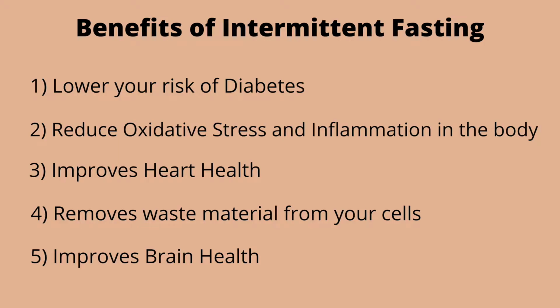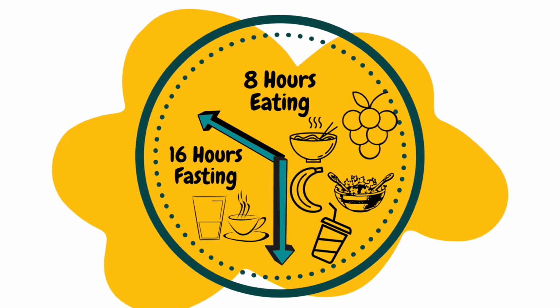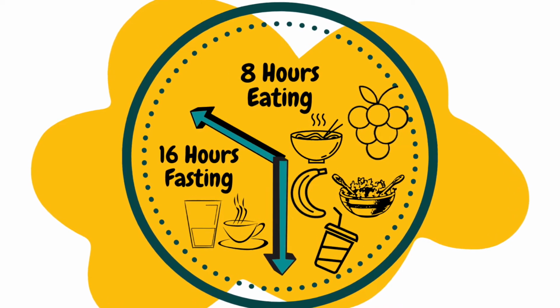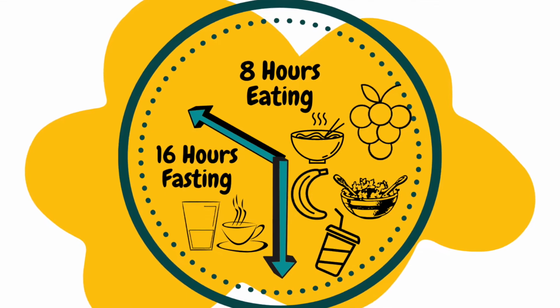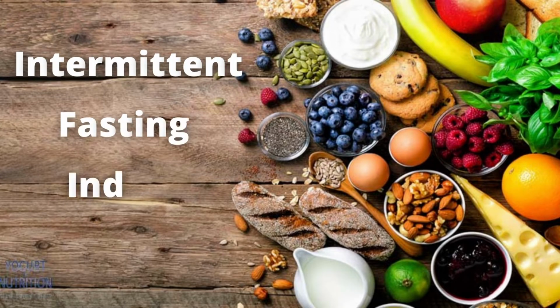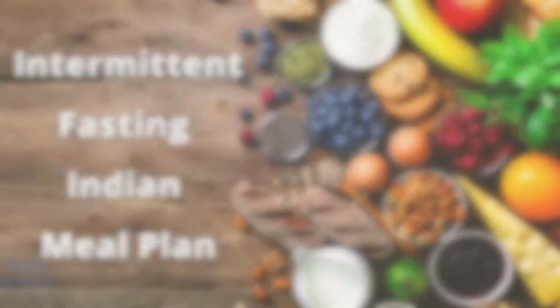Now it is good to know that apart from weight loss, intermittent fasting also has many other health benefits which are listed for you. The most popular method of intermittent fasting is the 16/8 method, under which you have an eating window of 8 hours and the fasting window of 16 hours. So today let's see what an ideal simple Indian meal plan would look like if you are interested to follow a hassle-free intermittent fasting schedule.